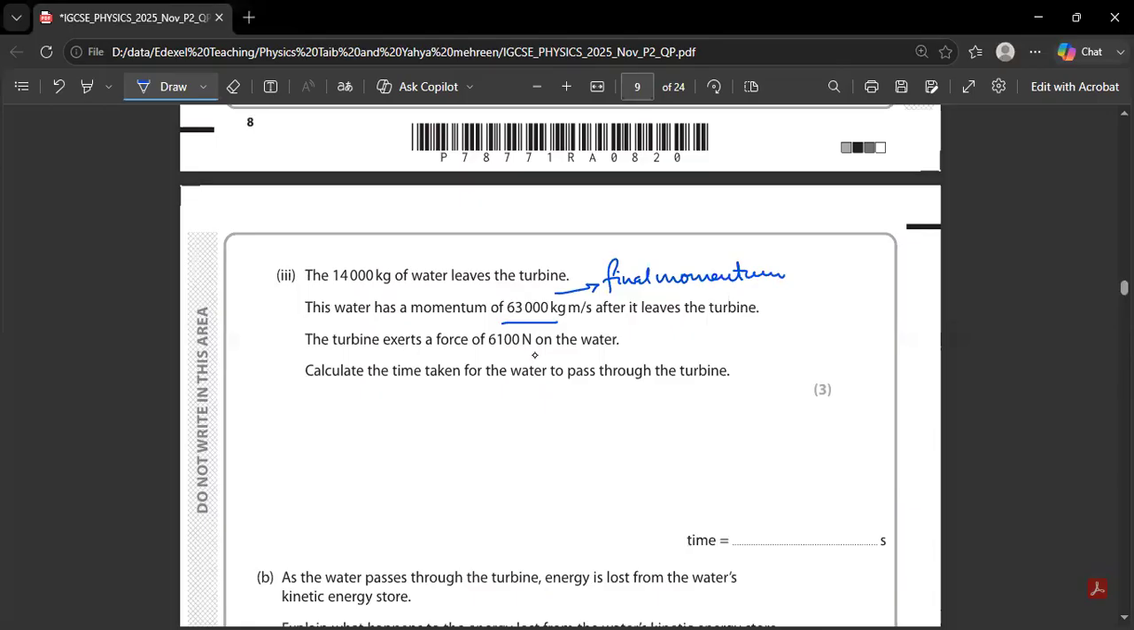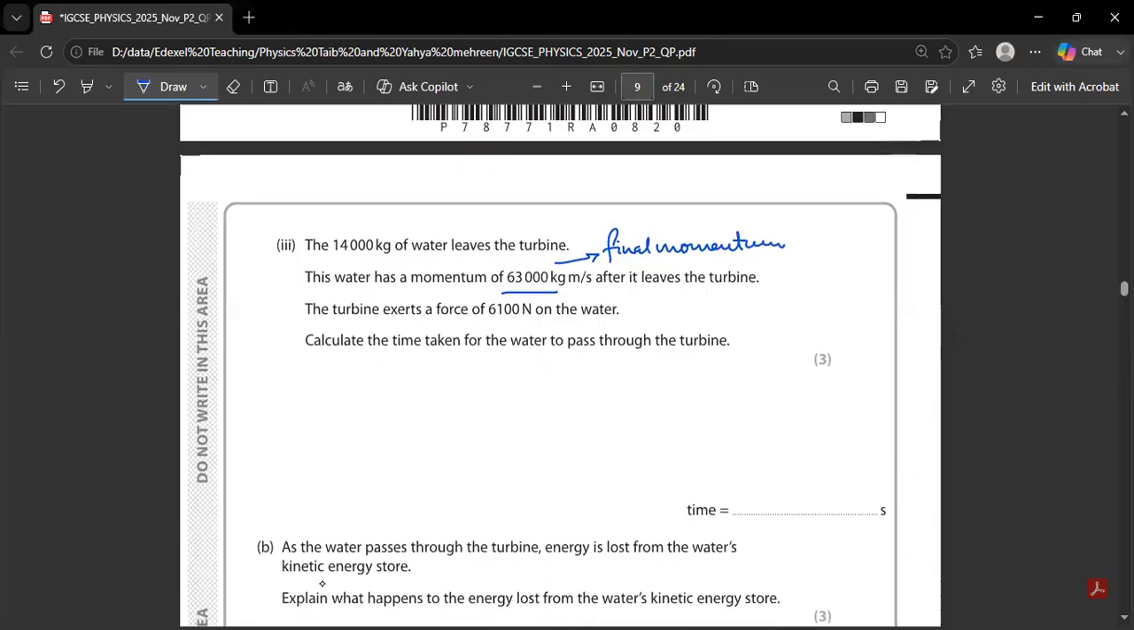So the turbine exerts a force of 6,100 Newton on the water. Calculate the time taken for the water to pass through the turbine. If you recall the definition of force in terms of momentum, it is the rate of change of momentum, right? So we have the change of momentum and the force exerted on the water, and then we can make T the subject.